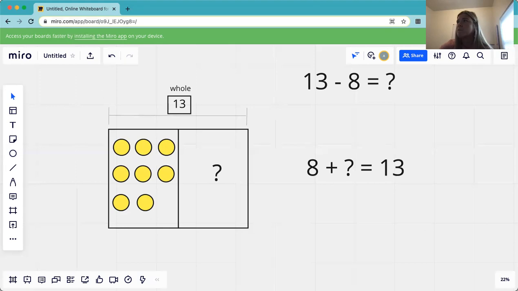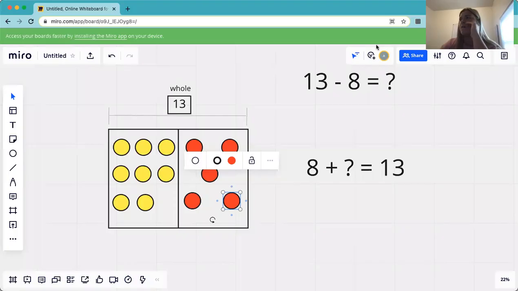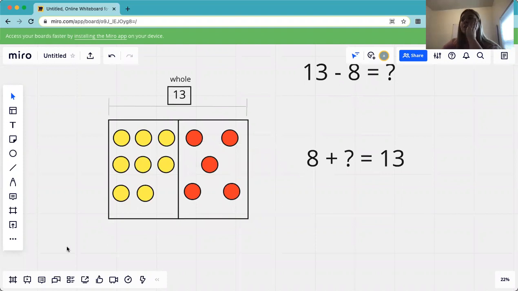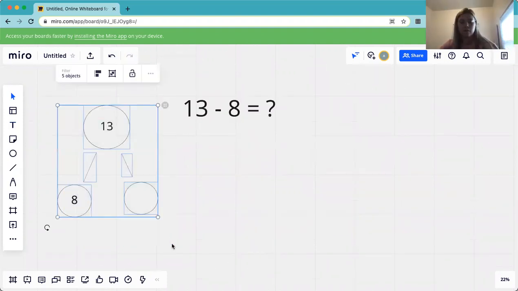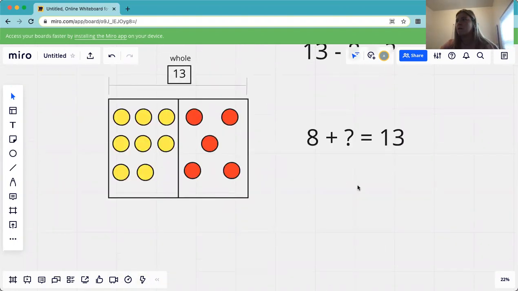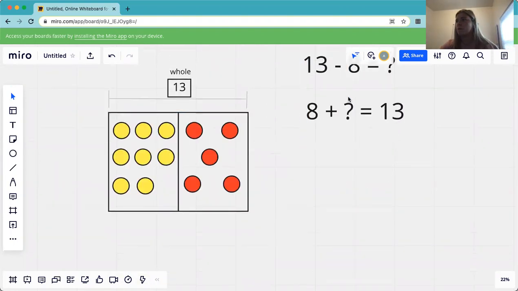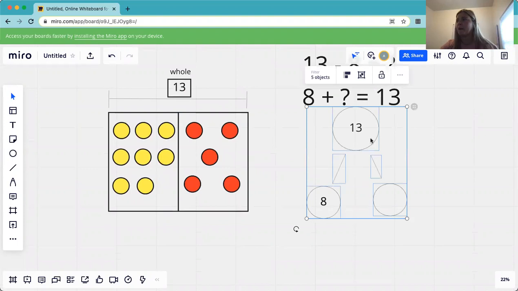So I'm going to pause this real quick, and I'm going to go ahead and show you. All right, now looking at it, what is this equation showing us? And what are my parts? So again, I'm going to go ahead and bring this up, and we're going to talk about it again.